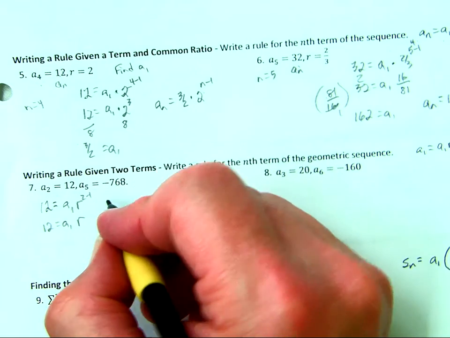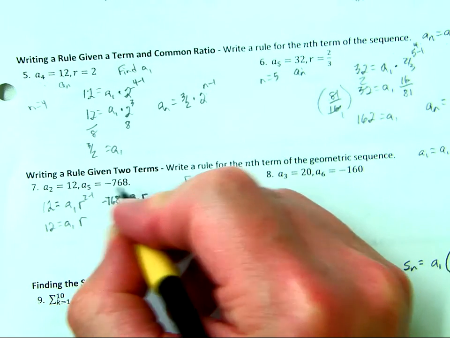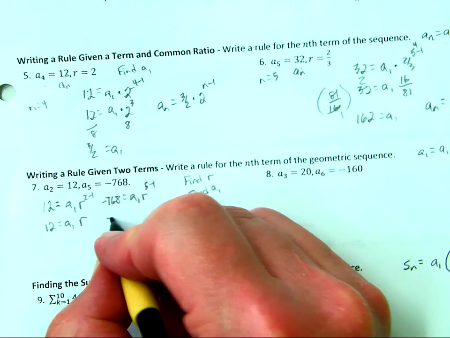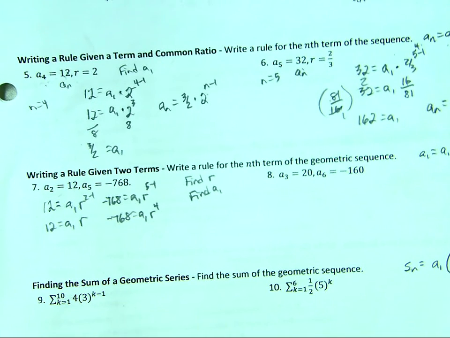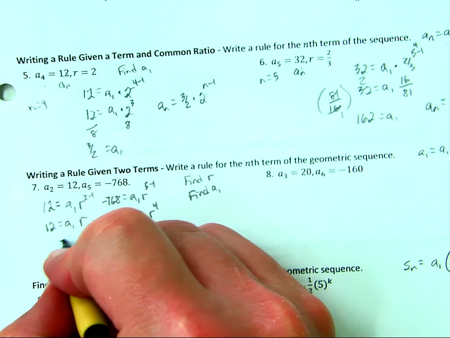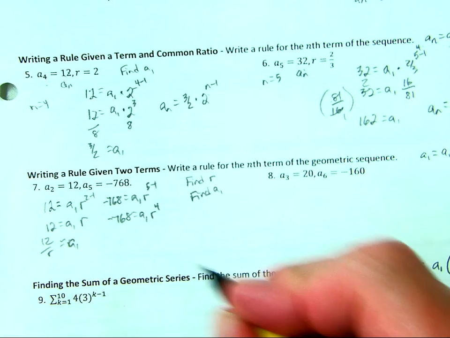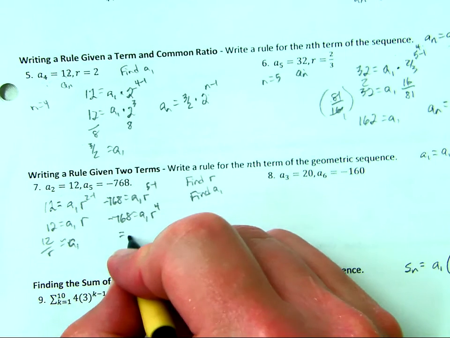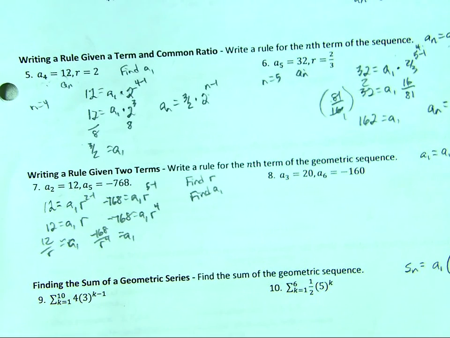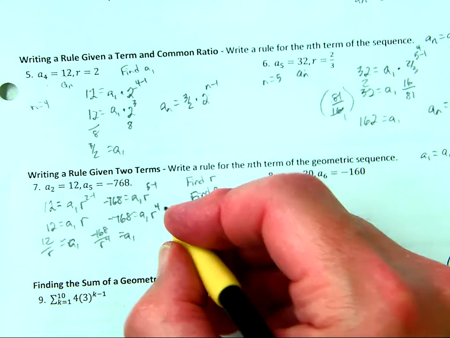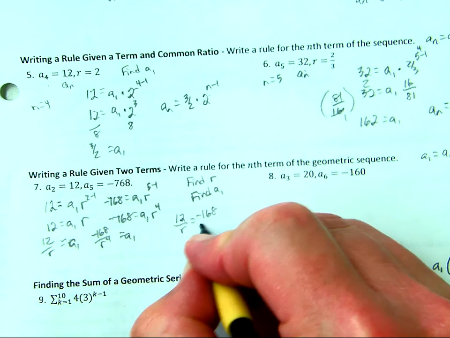If we plug this one in there, we get negative 768 equals a sub 1 r to the 5 minus 1. So negative 768 equals a sub 1 r to the fourth. Now let's solve each one of those for a sub 1. Here, a sub 1 equals 12 over r. Here, a sub 1 equals negative 768 over r to the fourth. Now these both equal a sub 1, so they should be equal to each other. So we have 12 over r equals negative 768 over r to the fourth.